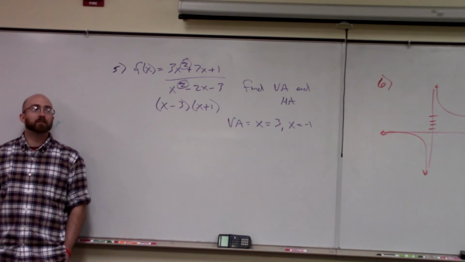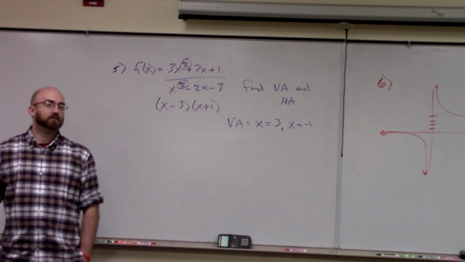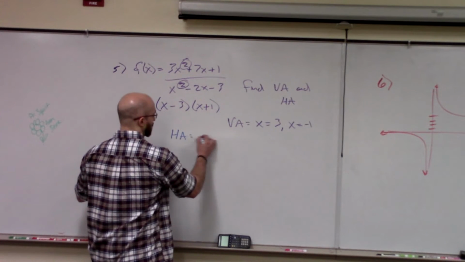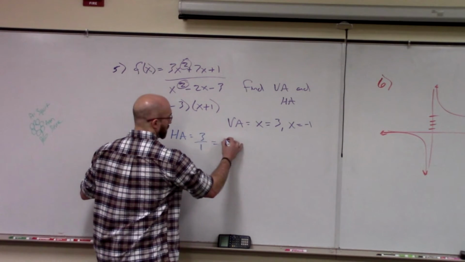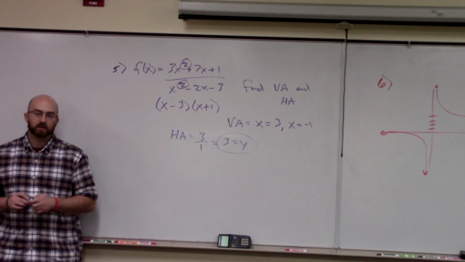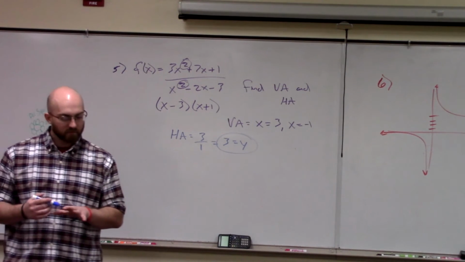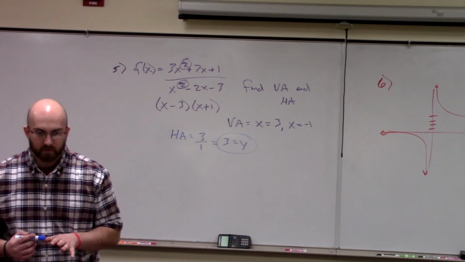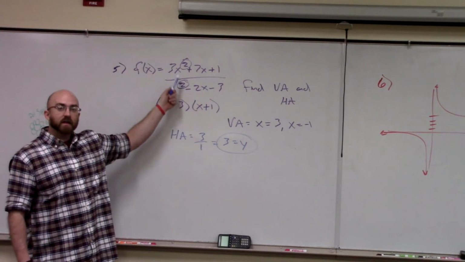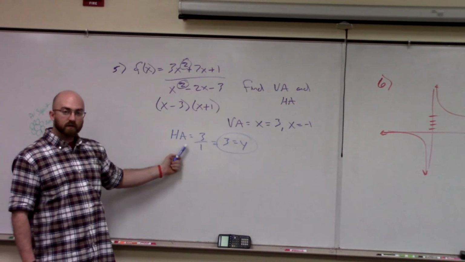So, are they the same? Yeah. So what is my horizontal asymptote? 3 divided by 1, which equals what? Your horizontal is 3. Because these x squareds are the same degree. If they're the same degree, you take the leading coefficients in front of them, which is 3 over 1, and so y equals 3.